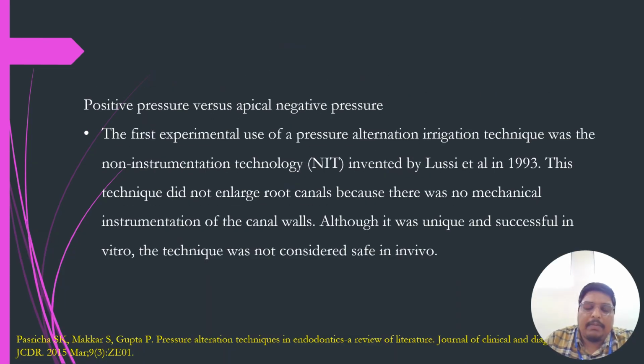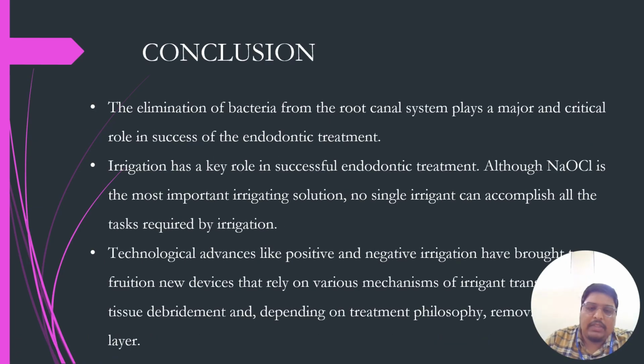Positive pressure versus apical pressure: the first experimental use of a pressure alteration irrigation technique was a non-instrumental technology invented by Lussi et al. in 1993. This technique did not enlarge the root canals because there was no mechanical instrumentation of the root canals. Although it was unique and successful in vitro, the technique was not considered safe.